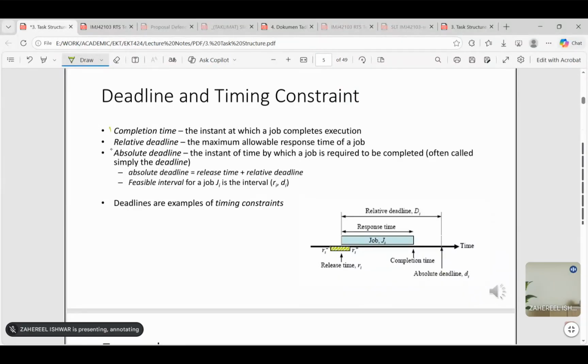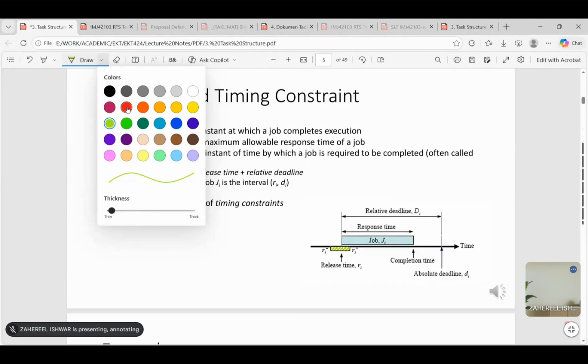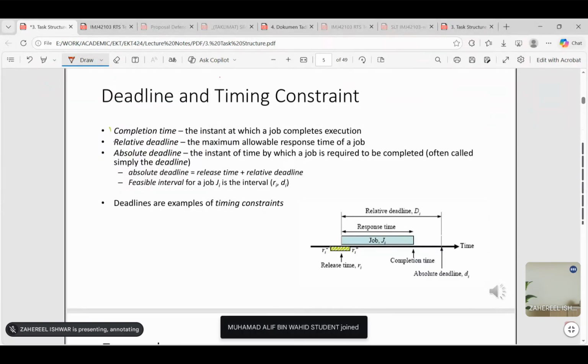Now, deadline and timing constraint. Okay, we have completion time. You guys need to be able to differentiate all this. All right. Relative deadline, absolute deadline. Okay. And then we have feasible interval. All right. Completion time, the instant at which a job completes execution. Right here. Pukul berapa? What time it finishes? It finishes at 11 a.m., for example, right?